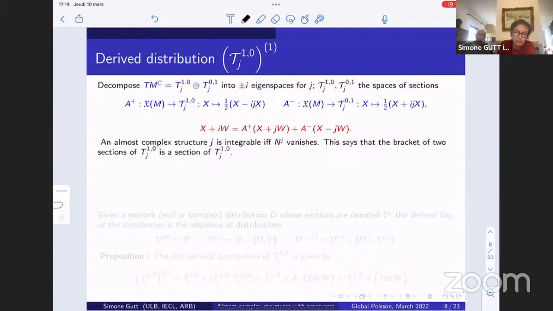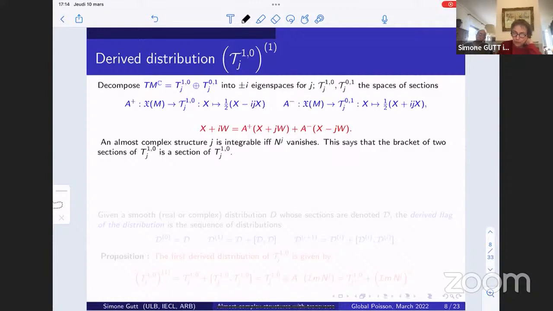And you have a bijection between the set of real vector fields on the manifold and sections of T^{1,0} or T^{0,1}, given by A plus and A minus, mapping X to 1/2 (X minus iJX) or X to 1/2 (X plus iJX). And it is clear that any complex valued vector field X plus iW can be written as the image by A plus of the real vector field X plus JW, plus the image under A minus of the real vector field X minus JW.